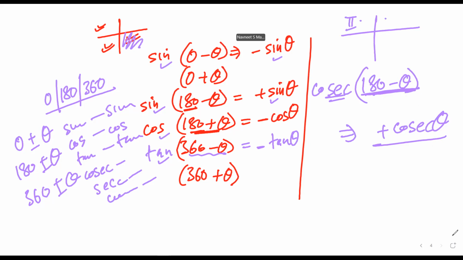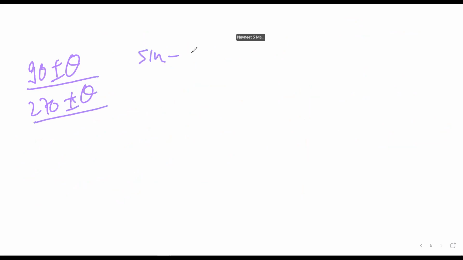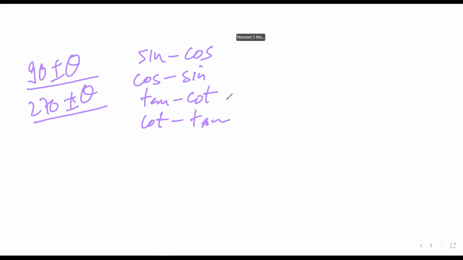Okay. Now let us look at the other values. When we face 90 plus minus theta or 270 plus minus theta, sine will change into cos, cos will change into sine, tan will change into cot, and cot will change into tan. Any doubt there? No.